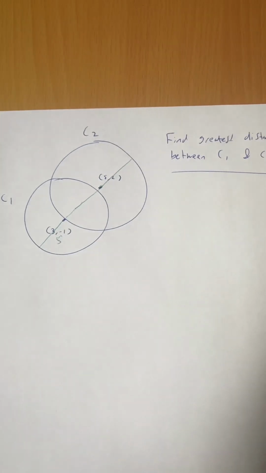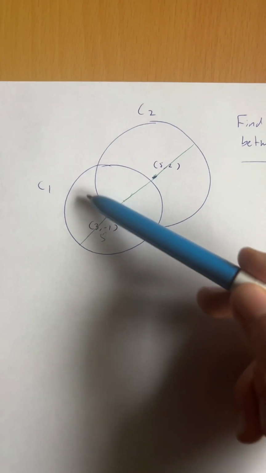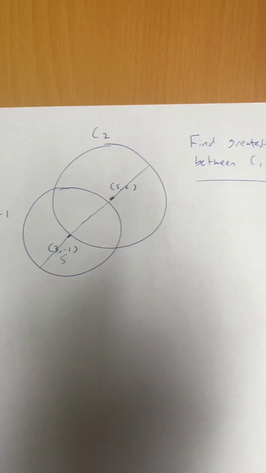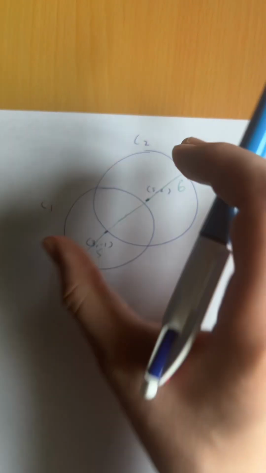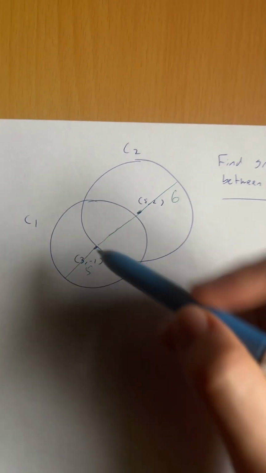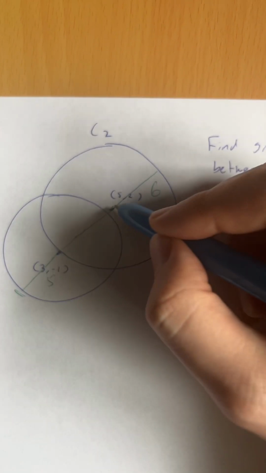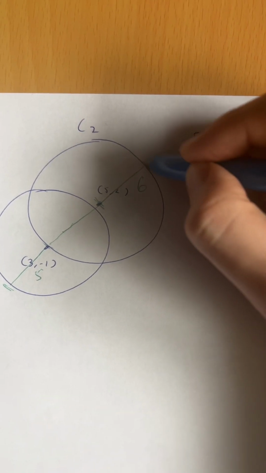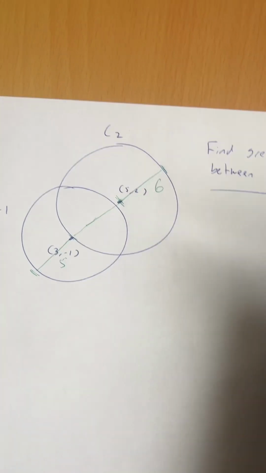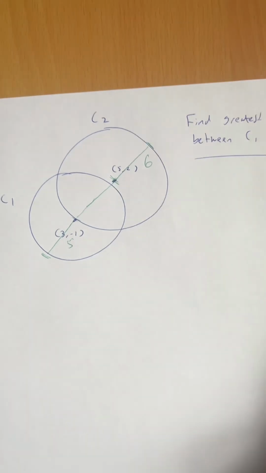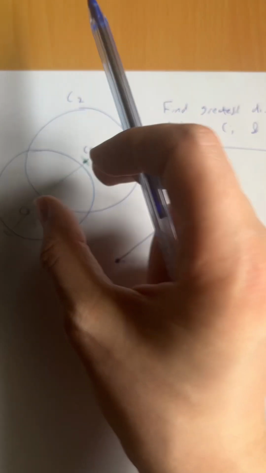So going back to our situation, we had our centres at (3, -1) and (5, 2). The radius of the first circle was 5. The radius of the second one was 6. So the greatest distance between any two points on these two circles is going to be this radius of 5 plus this radius of 6 there to there. And then also we need to add the distance between the two centres. And we can just get the distance between the two centres by using Pythagoras. So you can clearly see we can just use Pythagoras to get that distance.